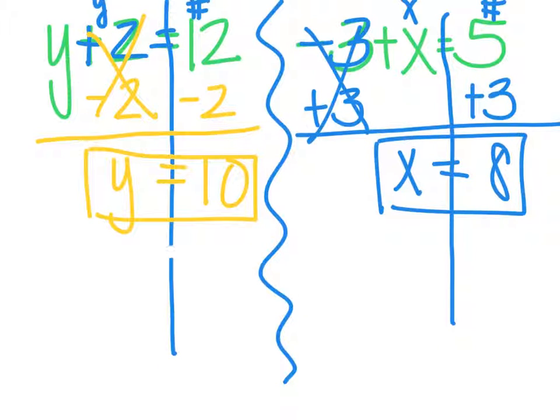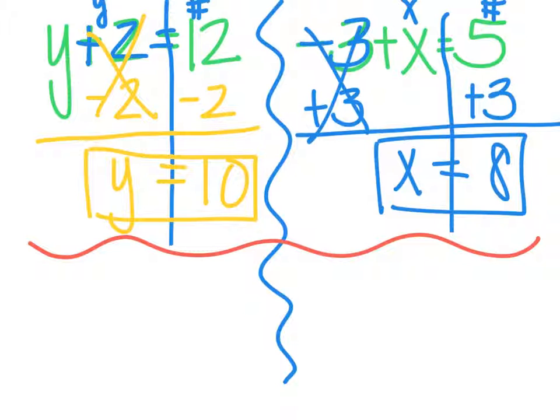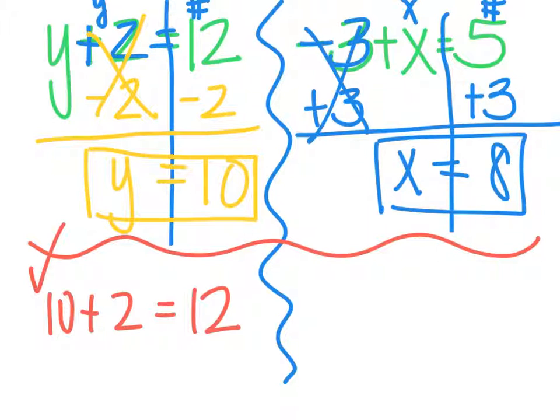You can always go back and check your answer to see if in fact you did it correctly by plugging it back into the original problem. So that's what I'm going to do here. So I'm going to draw a little squiggle line and I'm going to try it. I'm going to check my work. So I'm going to put a check mark there. So instead of y in my original problem, I'm going to put 10 plus 2. And I want to see if I really do get 12. Well, 10 plus 2 is 12. So this works because both sides are equal.